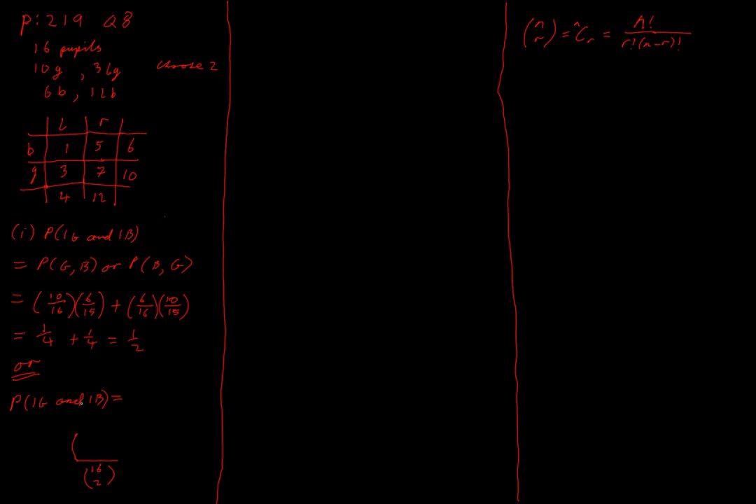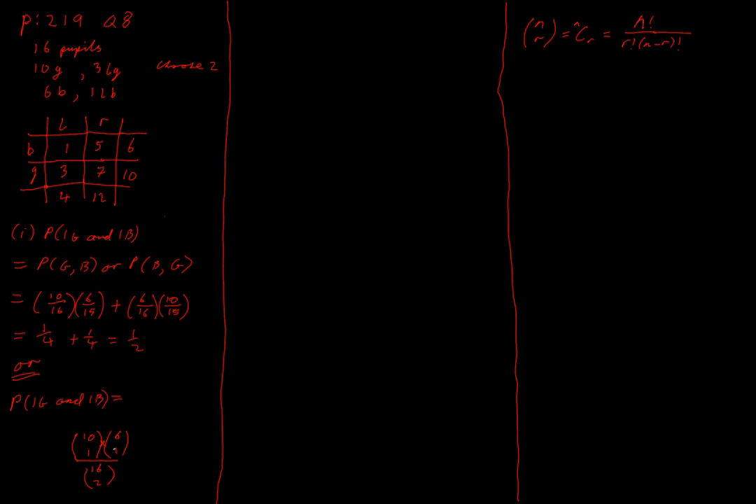Well, we have 10 girls to choose from, and we're going to pick one of them. And we have 6 boys to choose from, and we're going to pick one of them. And means we are going to multiply those together. So we have 10 girls and we're choosing one of them, and multiply, we have 6 boys and we're choosing one of them.